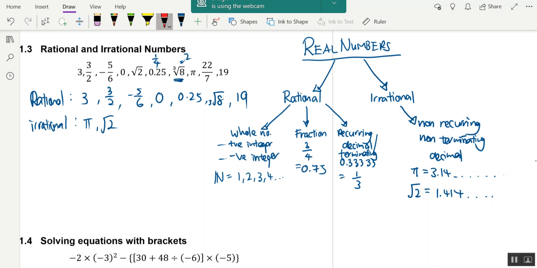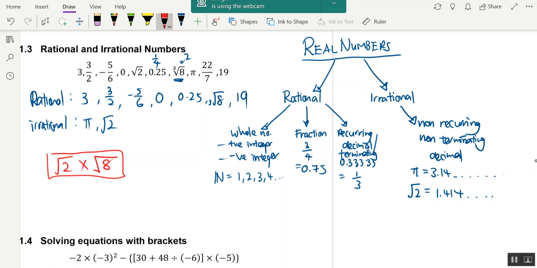Maybe I'll talk a little bit more about it. I came across this in students' exam questions. If I have square root 2 multiplied by, let's say, square root 8, this is one of the options given to them to choose whether it is a rational or irrational number.